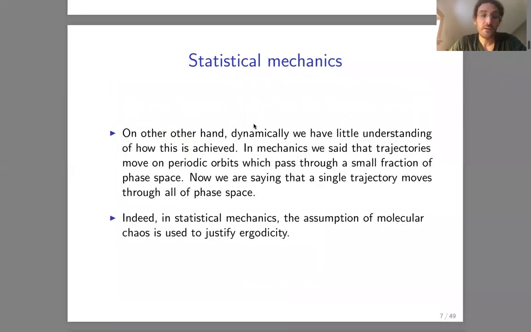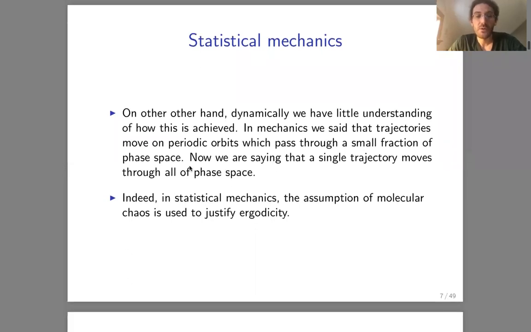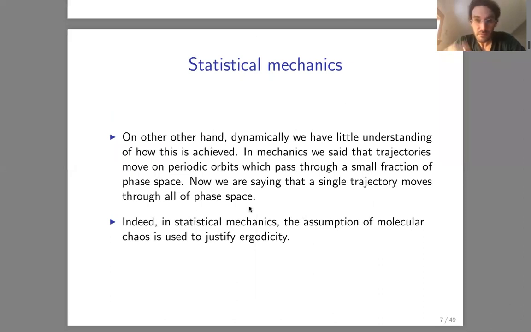On the other hand, we really have little understanding of how this is achieved. As we just discussed a minute ago, in mechanics, trajectories in integrable systems move on periodic orbits, which only pass through a small fraction of phase space, because there are all these conserved quantities, and so you can't explore most of the phase space. You're just confined to the surfaces on which each conserved quantity is the constant it started off with. And now we're saying something completely the opposite: that a single trajectory moves through all of phase space. That's the complete opposite of integrable.